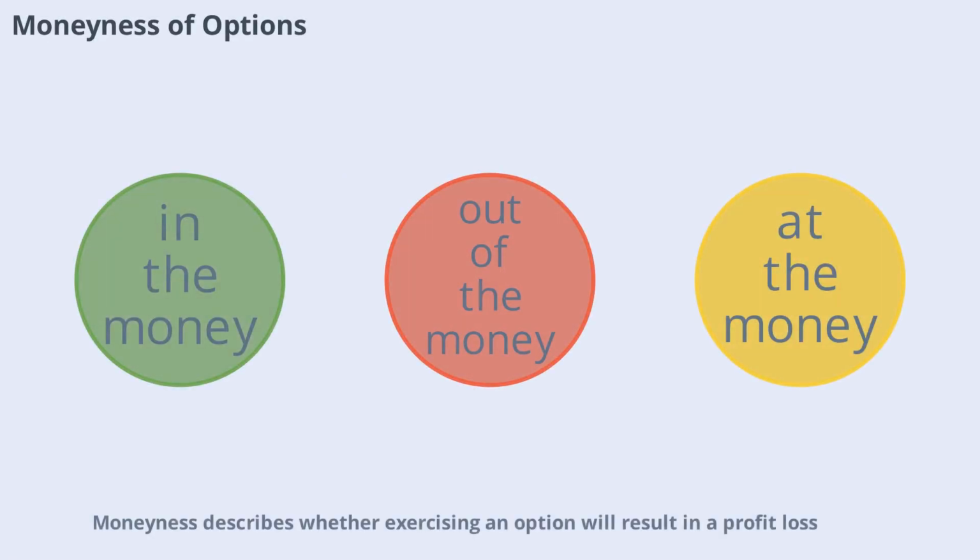Moneyness describes whether exercising an option will result in a profit, loss, or break-even. An option is in the money, ITM, if it yields a positive cash flow when exercised. A call is ITM if the spot price is above the strike price. A put is ITM if the spot price is below the strike price. Out of the money, OTM, means exercising would result in a loss. At the money, ATM, means the spot price equals the strike price, resulting in zero cash flow.